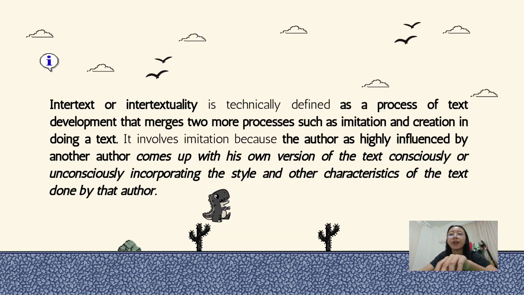So it is technically defined as a process of text development that merges two more processes such as imitation and creation in doing a text. So it involves imitation because the author, as highly influenced by another author, comes up with his own version of the text, consciously or unconsciously incorporating the style and other characteristics of the text done by that author. So, tungod kay nang-idol ka ng author, ang imuhang gihimo nga story inspired pod sa iyahang story.